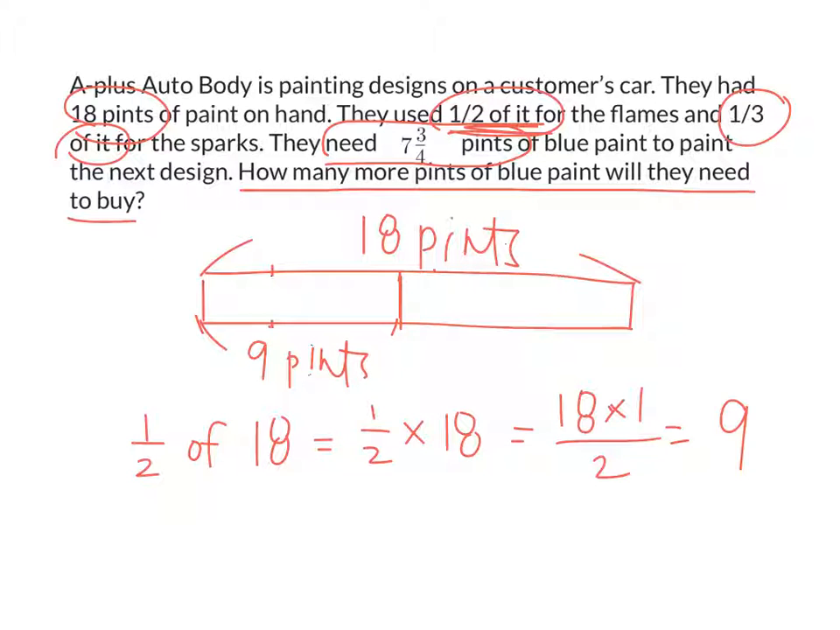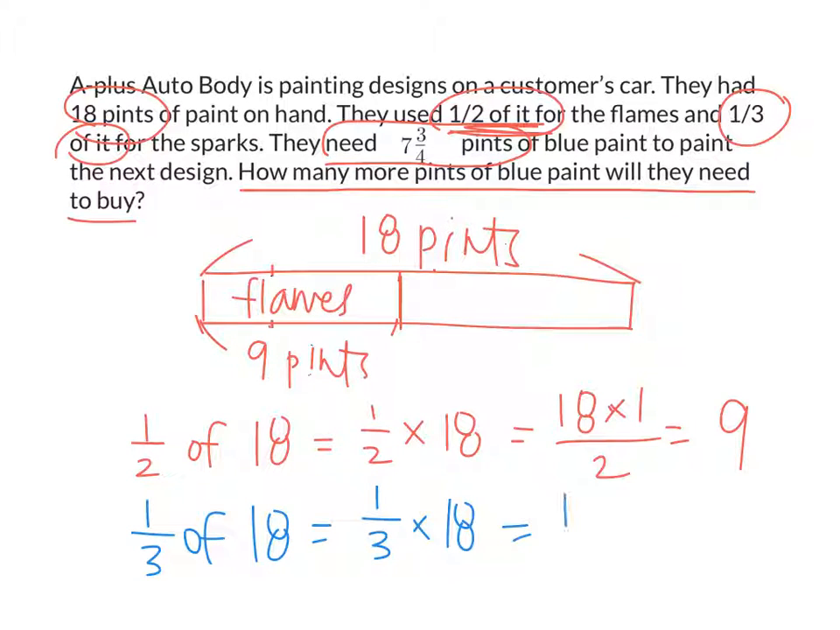for the flames. And similarly, what fraction did they use? Did they use 1/3 pints for the sparks? They used 1/3 of what? 1/3 of 18 for the sparks, which is the same as 1/3 times 18, which is the same thing as 1 times 18 over 3, which is 6. Very good. So mark that off. Then they use 6 pints for the sparks.